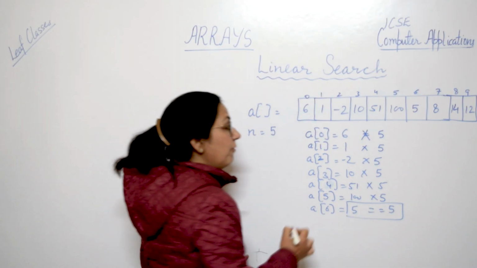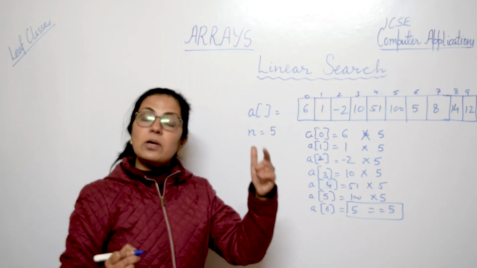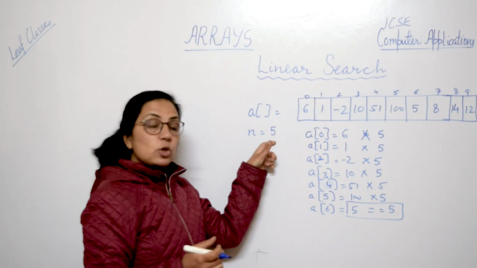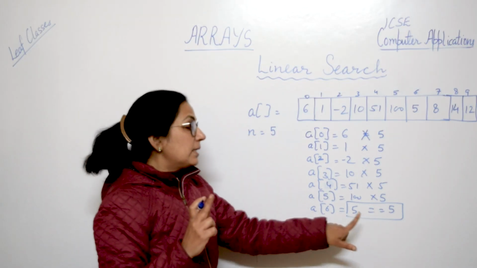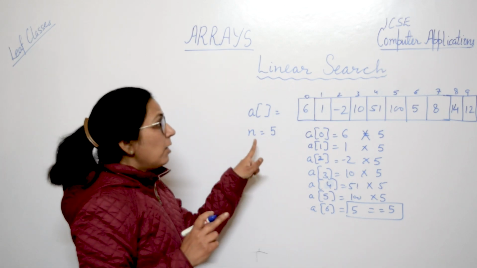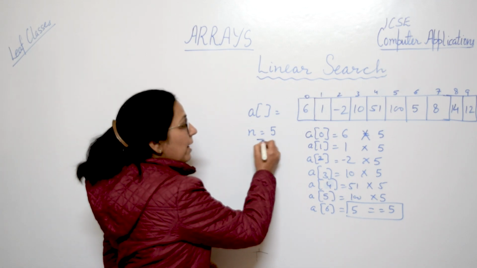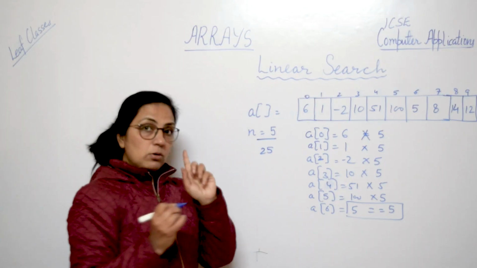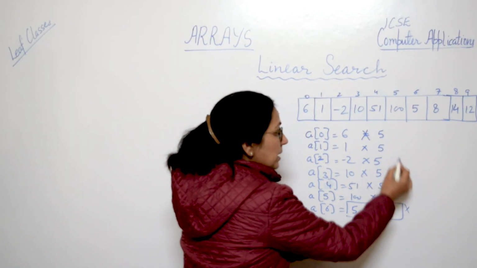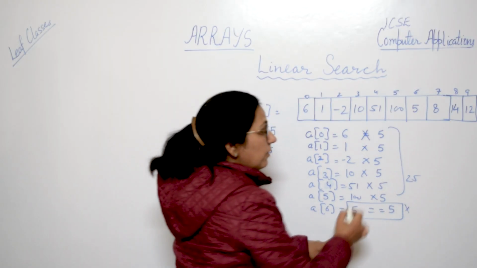So till when are we repeating this process, taking one element and comparing it with the number which you want to search? Till I get that number, right? Suppose the number which I want to search is 25, not 5, right? Suppose I want to search 25. So again here, this is not equal to 25. For all these it will be 25.